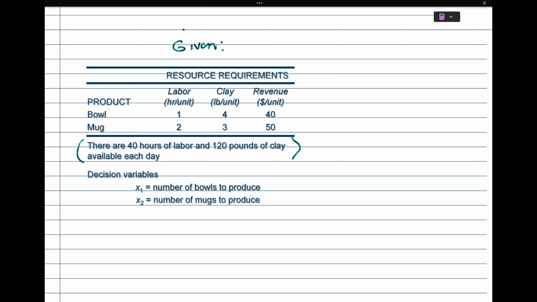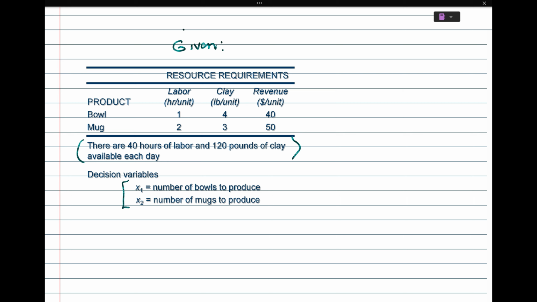The decision variables we always have to come up with on our own, and they are x sub 1 and x sub 2. X sub 1 is the number of bowls to produce, and x sub 2 is the number of mugs to produce. Just understand that using x sub 1 and x sub 2 is the convention usually in LP models, but sometimes in other texts they may just use x for x sub 1 and maybe even just y for x sub 2.